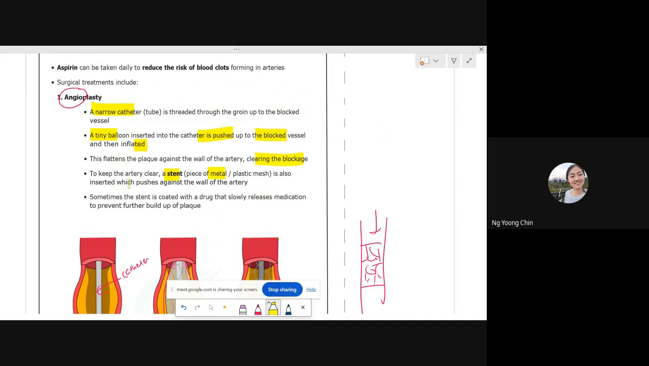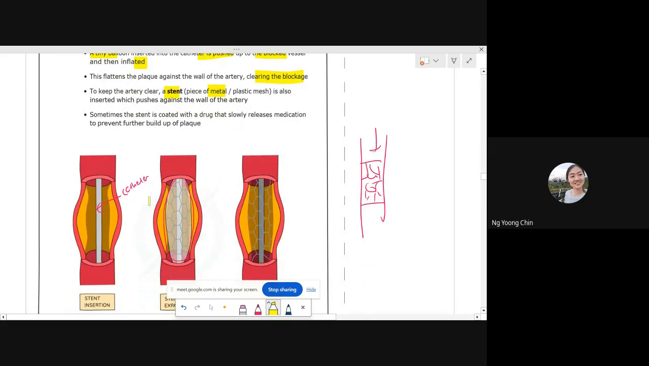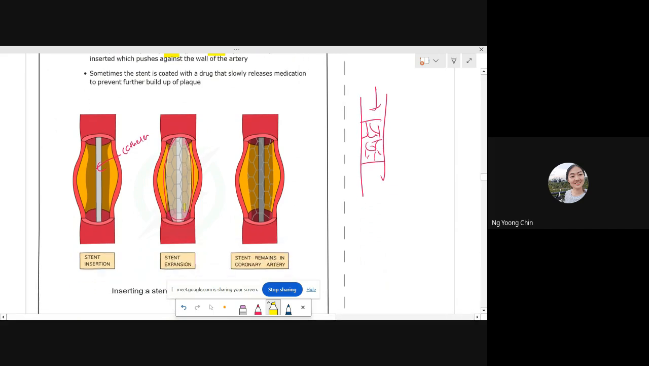So also to insert when push against the wall of the artery. So like this, it means that you insert the catheter first, then you insert the balloons, and then you place the stent, which remains in the coronary artery. So the coronary artery will always remain open.